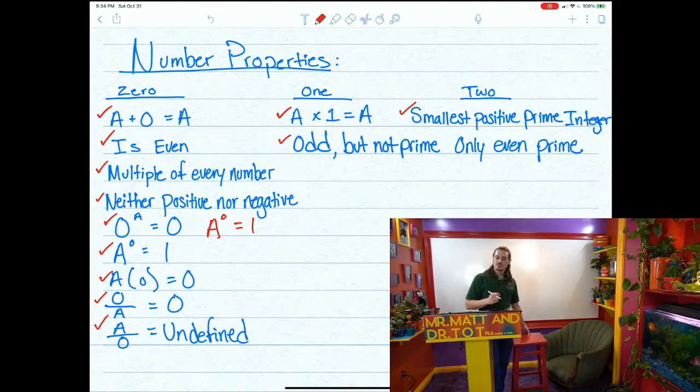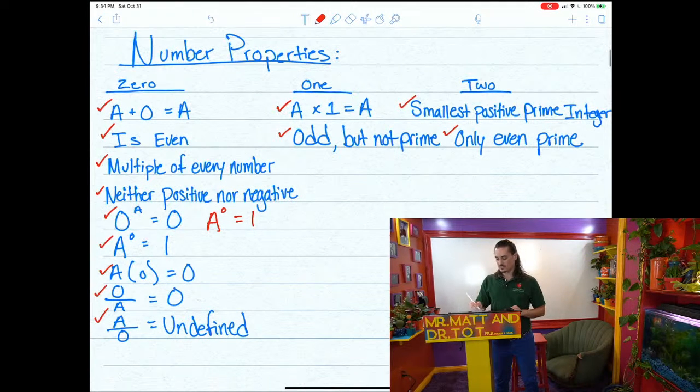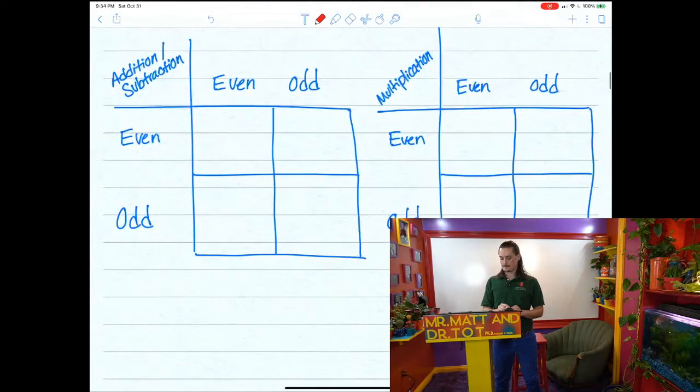So anytime that you have an even and you add or subtract to that even number another even value, like 4 plus 2 or 4 minus 2, you will always get an even result. If you take an even number and you add or subtract an odd number, so for example 8 plus 3 or 8 minus 3, you will always get an odd result.